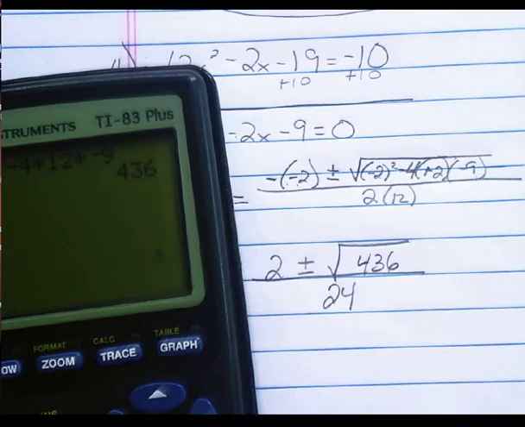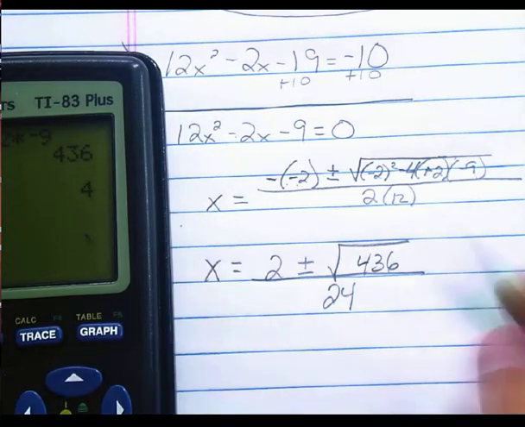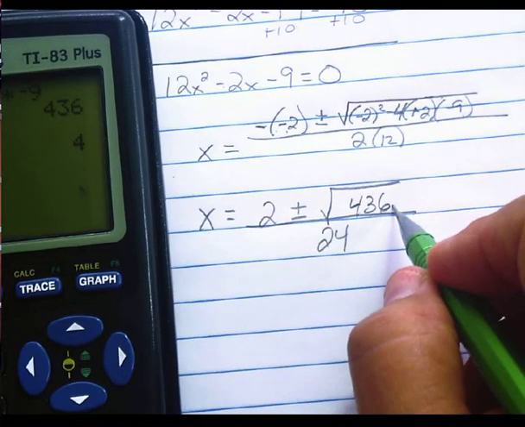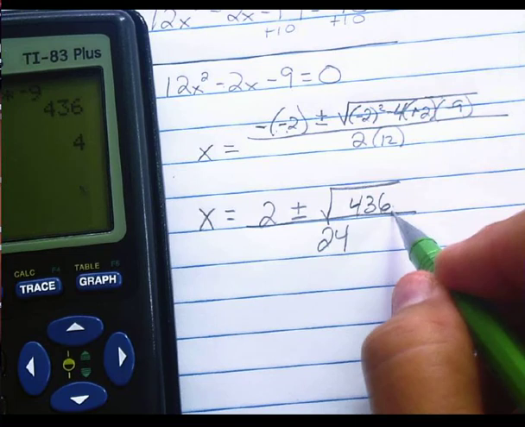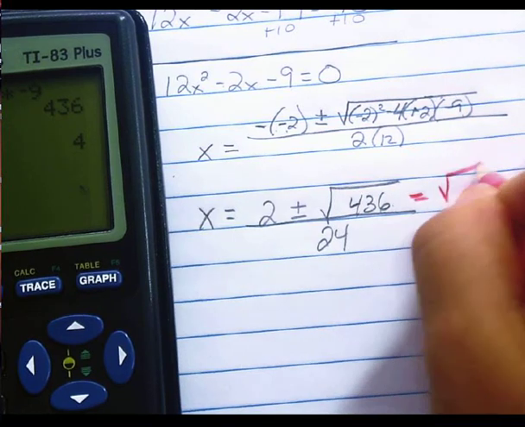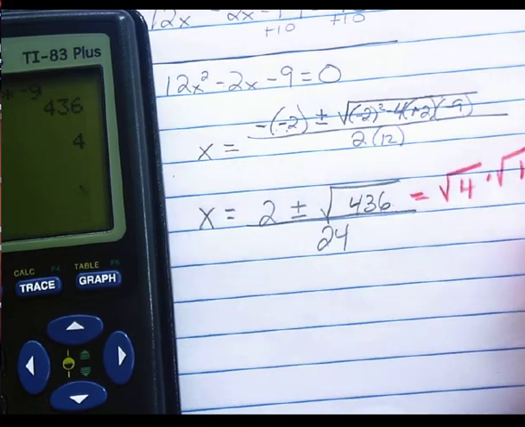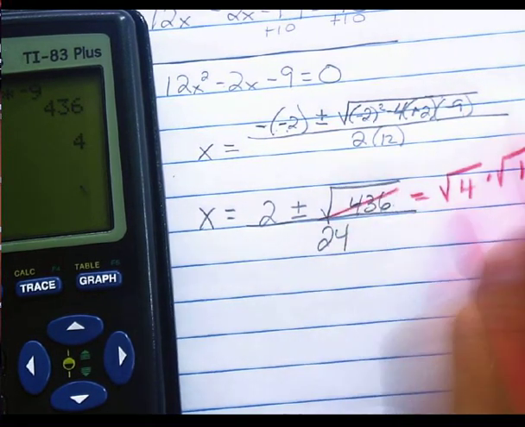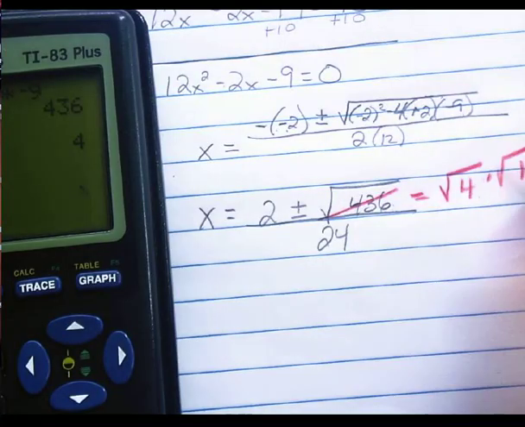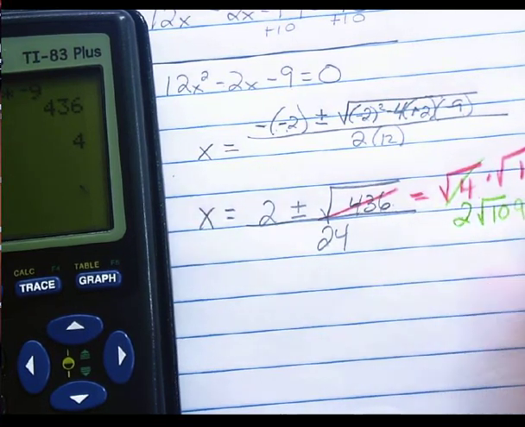So 436 is rather a large number. I need to find a perfect square that goes into 436. Trying numbers out, like maybe 100, no, 100 wouldn't work, maybe 81. Trying numbers out, I found that this broke down to the square root of 4 times the square root of 109, just like we did in the previous lesson in part 1. What is the square root of 4? The square root of 4 is 2, and I still have a radical 109 in parentheses.